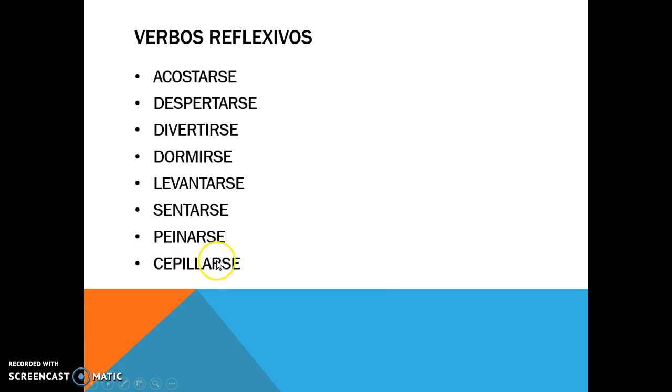Acostarse, despertarse, divertirse, dormirse, levantarse, sentarse, peinarse, cepillarse. Okay? So the infinitive form of the reflexive verbs will be, for example, acostar, and you will add the syllable se: acostarse, despertarse, divertirse. So when you see verbs ending in se, it means that they are reflexive verbs. And there is a special way to conjugate these verbs.